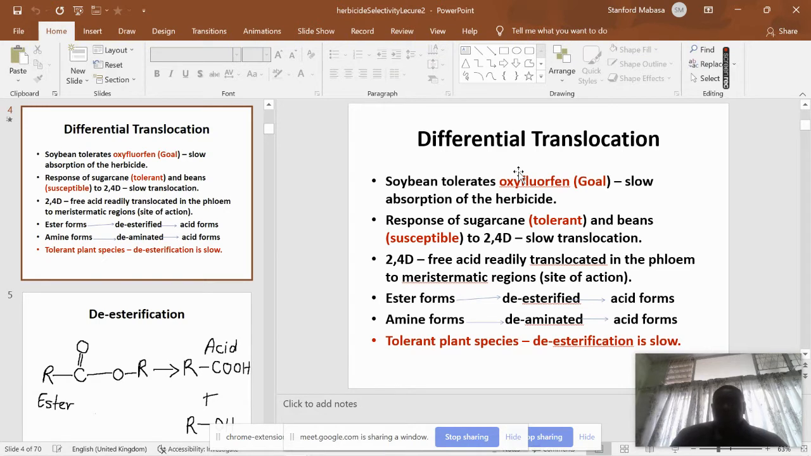So, tolerant plant species depend on the deesterification process. If it is slow, then plants are not going to be killed. So the process of converting these herbicide forms to acid forms can bring about selectivity.